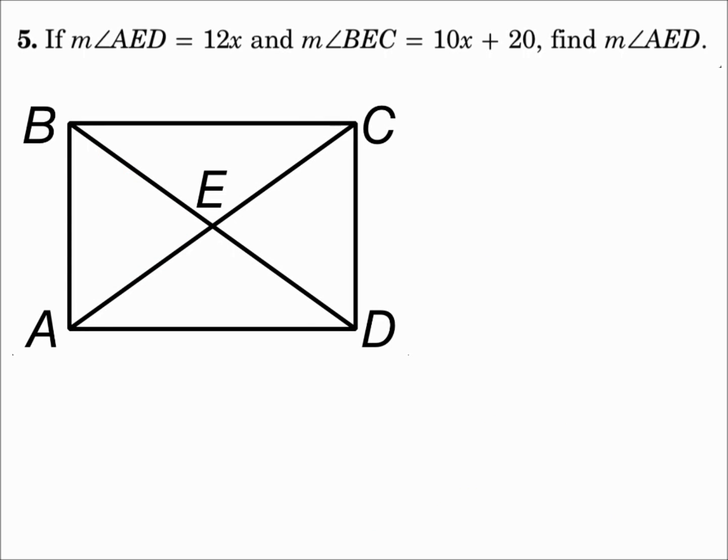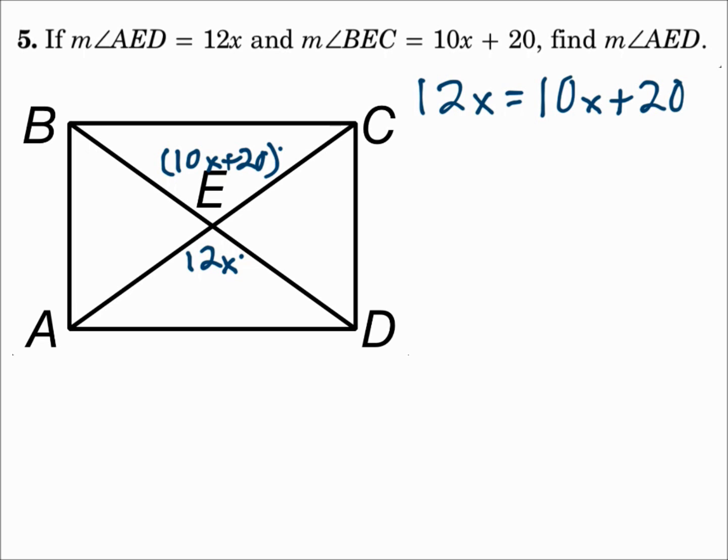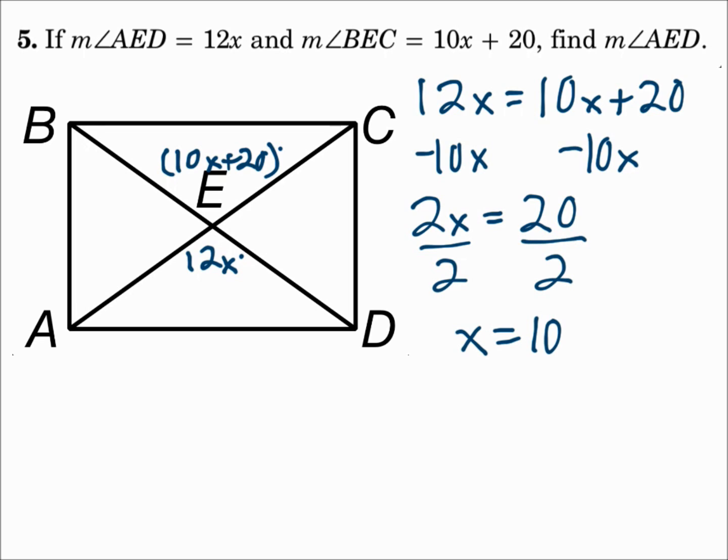Number 5, if the measure of angle AED is 12x, and the measure of angle BEC is 10x plus 20, find the measure of angle AED. Well, in this rectangle, those 2 angles are vertical angles, so they're congruent. Make their measures equal. Get the x's on one side by subtracting 10x. Divide both sides by 2, and x is 10.